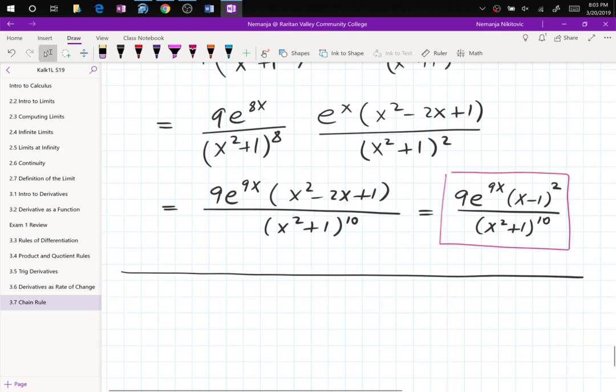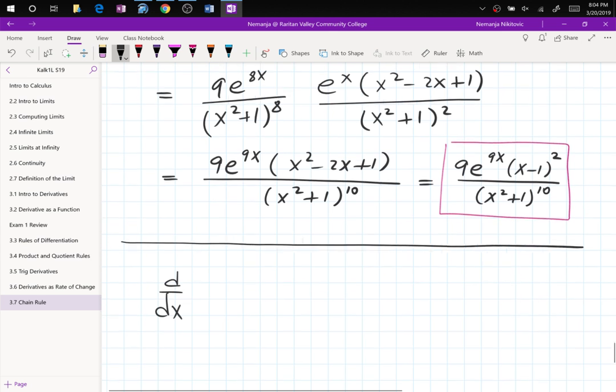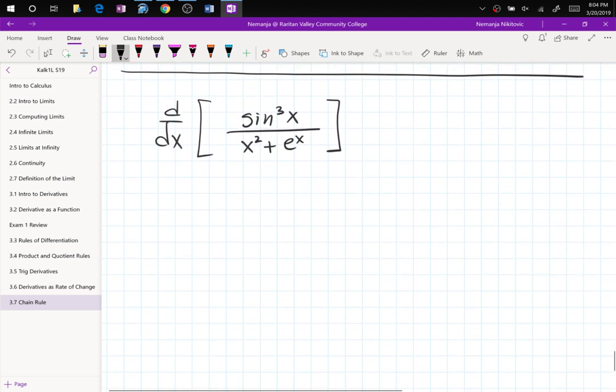All right, let's do another one of these, something fun, relatively speaking. Not e to the x, let's not do e to the x all the time, even though we could. Sine cubed x divided by x squared plus, put it to the x, it's okay.